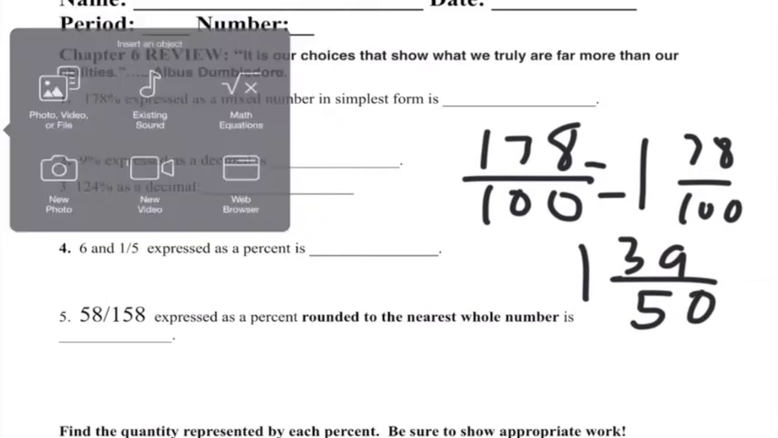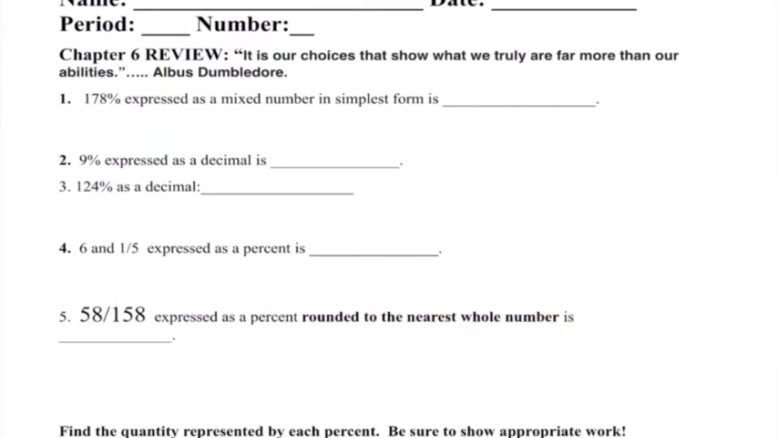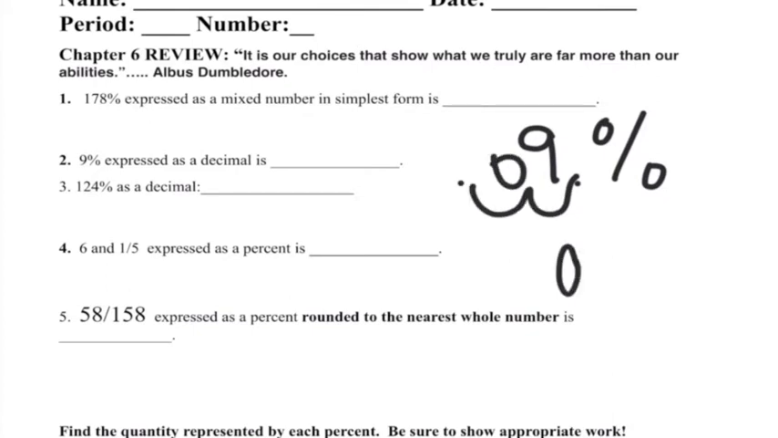Okay, next one, just delete that, is 9% expressed as a decimal. Okay, again, a few ways to do this one. One way is to take 9%, and you should know that if I would look at this as a whole number, there would be a decimal right there. And when we want to take it from a percent into a decimal, we move the decimal over 2 places to the left because we're actually dividing by 100. So we go 1, 2. So the answer is 0.09.